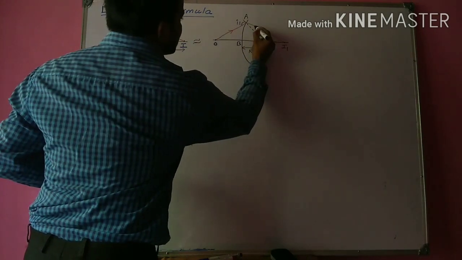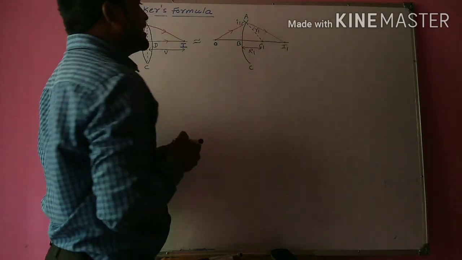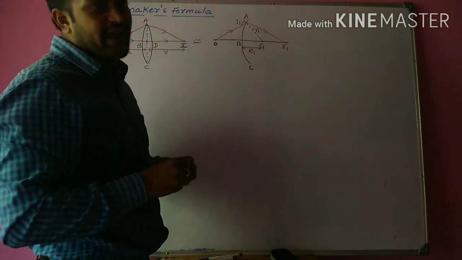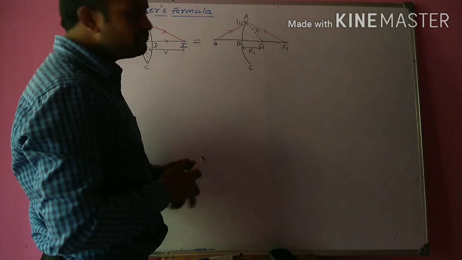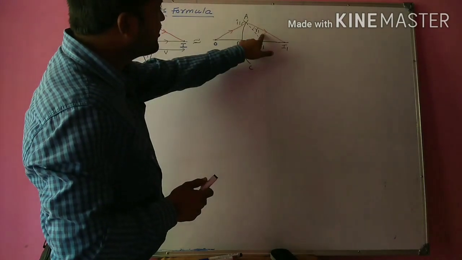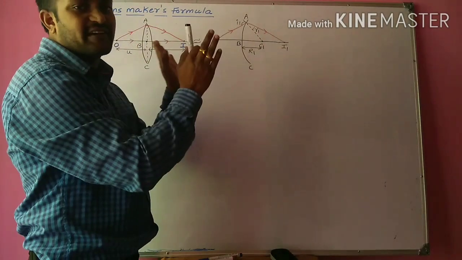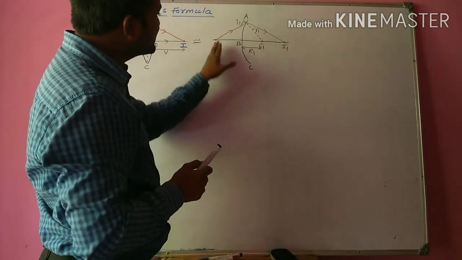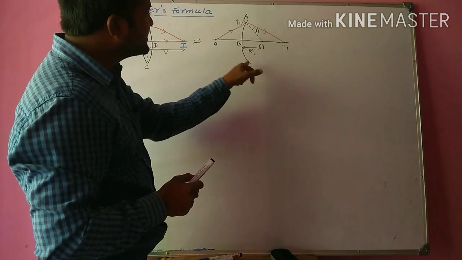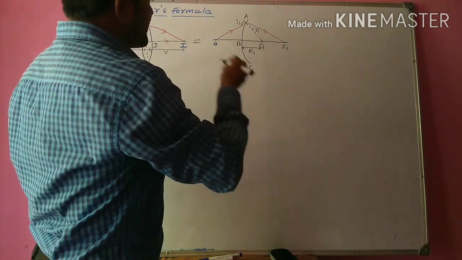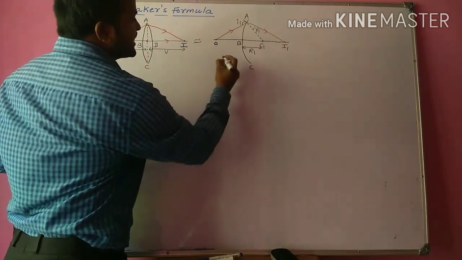Now, this is R1. The angle between the refracted ray and the normal is the angle of refraction. I1 is the angle of incidence, and the angle of refraction is R1 for this ABC surface. Now we have taken the first step. What is the first step? The image formed due to the ABC surface.